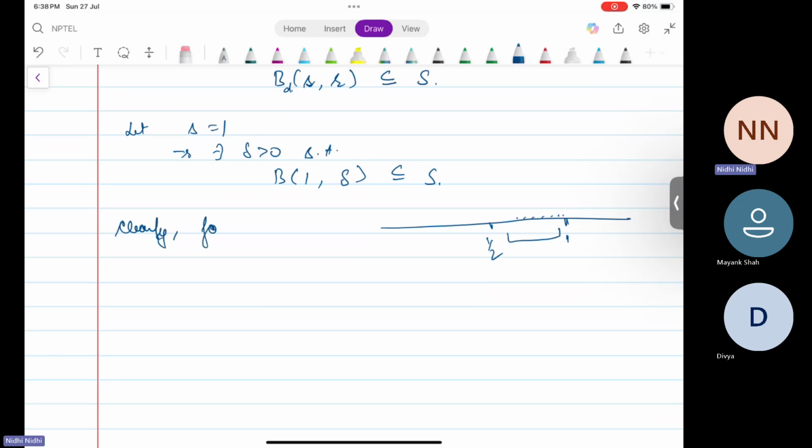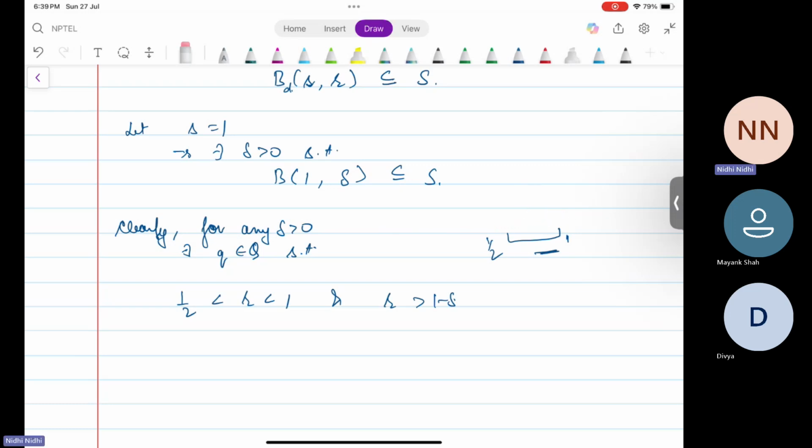for any delta positive, there exists some q in the set of rational numbers such that 1 by 2 is strictly less than q, strictly less than 1, and q is greater than 1 minus delta. So suppose delta is some distance from 1, this is 1 minus delta. Whatever small delta I take, I can still find a rational number in between. I hope this is clear.